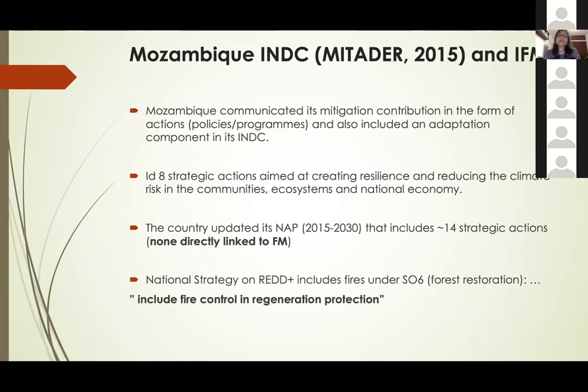So, IFM and our NDCs. Mozambique has submitted its NDCs to the UNFCCC. It states that the national strategy on adapting and mitigating climate change is the main document, and the document identifies strategic actions towards creating resilience to climate change. It also includes the National Action Plan for climate change. There are 14 strategic actions, but none of them are directly related to fire management. And the National REDD+ Strategy also mentions fires very briefly and vaguely. It says to include fire control in regeneration protection, whatever that means. For me, it's very vague.